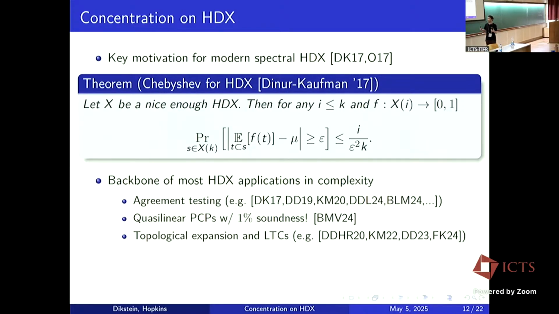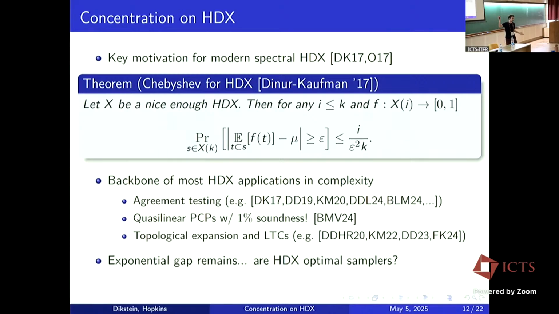It's critical in the new breakthroughs in quasi-linear PCPs and all of the agreement testing works that come before it. It wasn't used exactly in the original LTC papers, but it is used in some related material and some later follow-up works as well. So it's a very, very powerful guarantee that's used in the application of HDX, and hopefully, time willing, I'll talk a little bit about how it's actually used in agreement testing. In the school, we basically saw this. I'll show a different version.